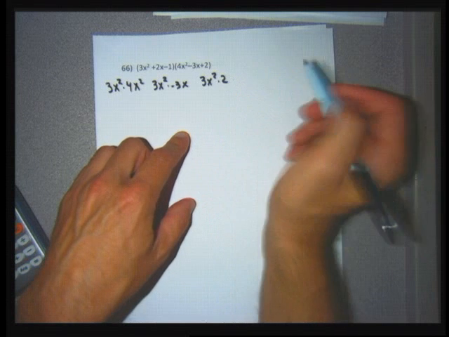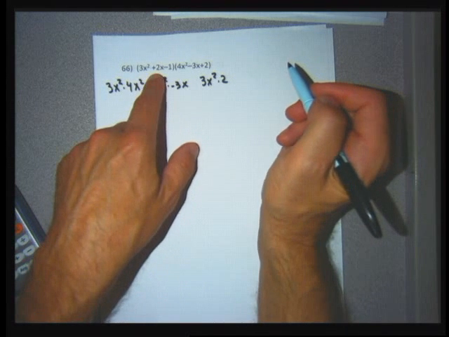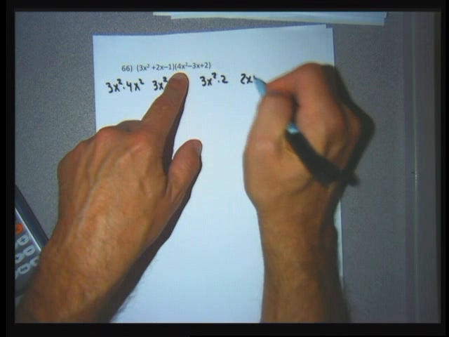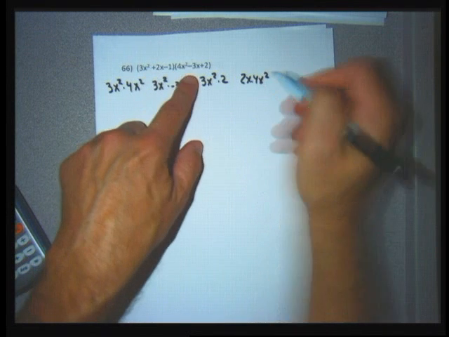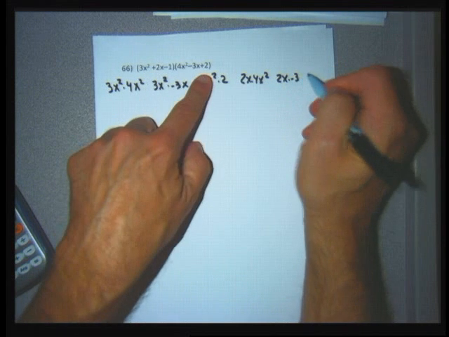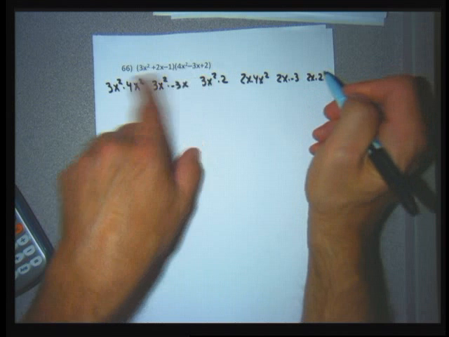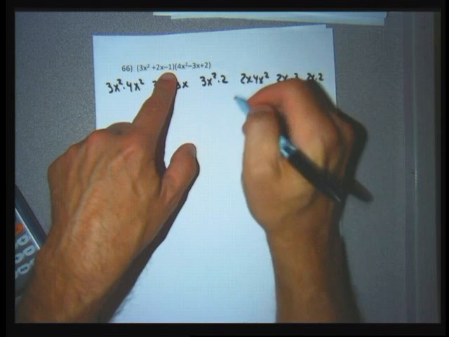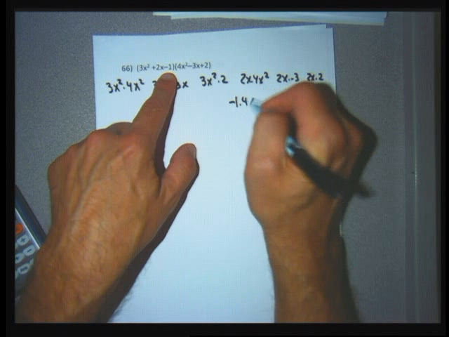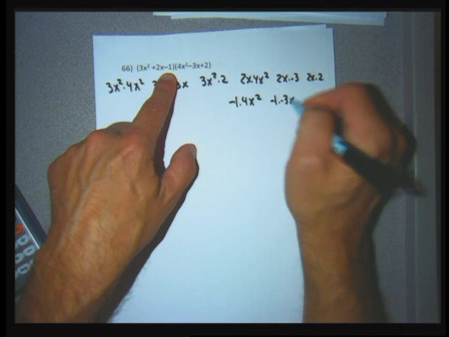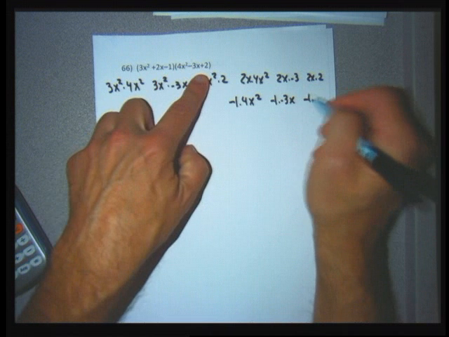And then I'm running out of room. I'm just going to go under these in a second. I'm going to go 2x times 4x squared, 2x times minus 3x, and 2x times 2. So I'm done with the 3x squared. I'm done with the 2x. Now I move to the minus 1. I go minus 1 times 4x squared, minus 1 times minus 3x, and minus 1 times minus 2.